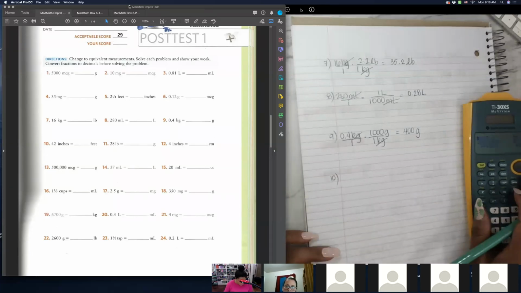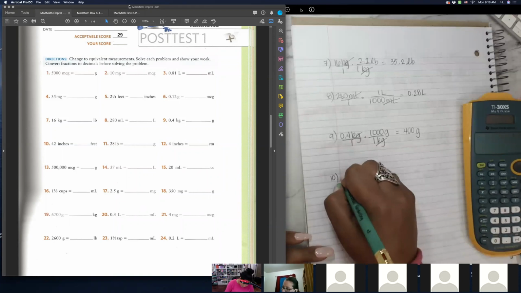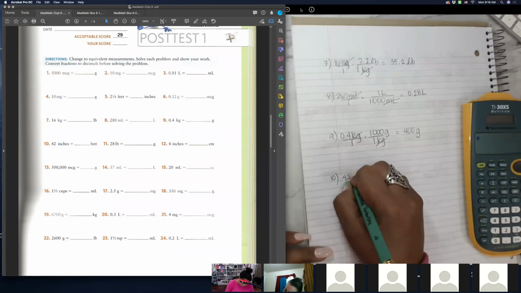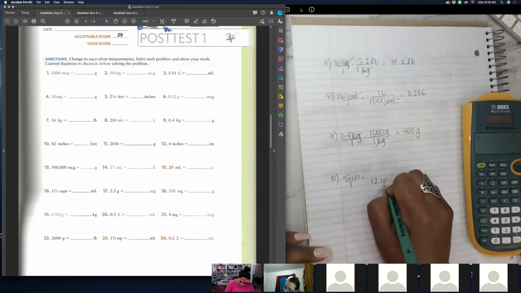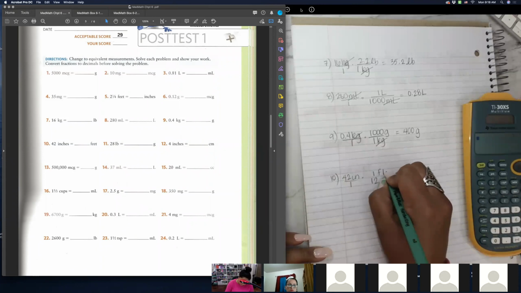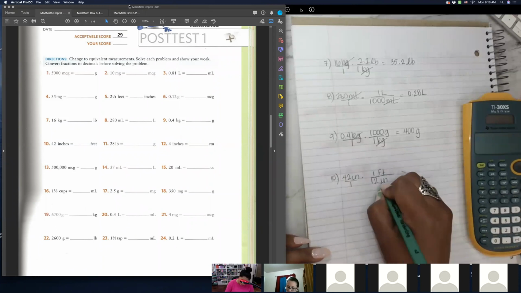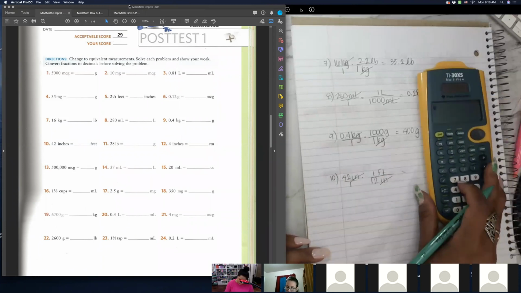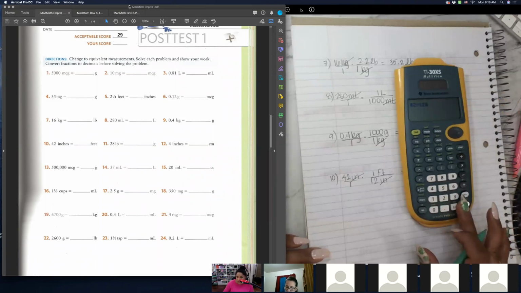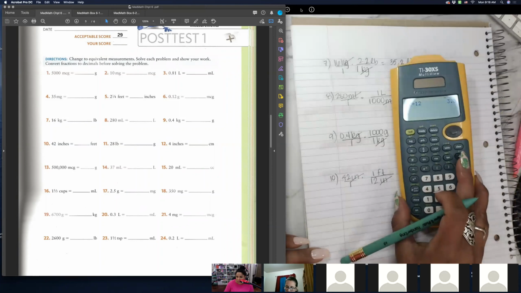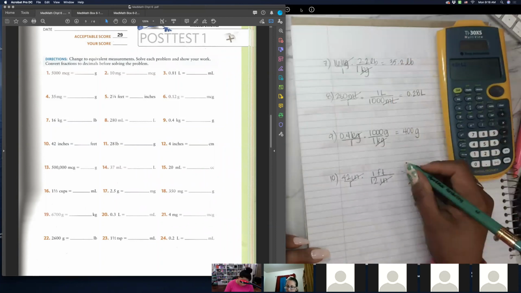Number 10 is 42 inches. There's 12 inches in 1 foot. My units cancel there. And all I'm going to do is take 42 divided by 12. And that's going to give me 3.5 feet.